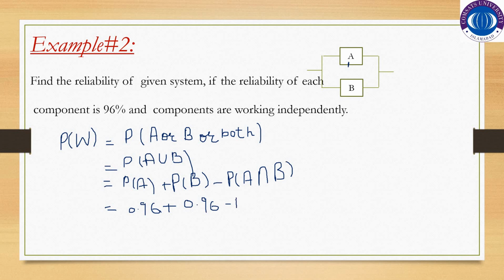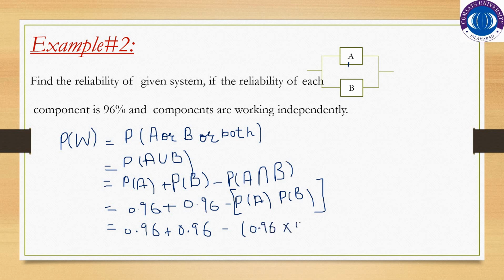तो ये हमारे पास क्या आ जाएगा? Probability of A into probability of B. दोनों की probabilities हमारे पास individually multiply होंगी तो intersection आ जाएगा. Values put कर देते हैं हम 0.96 plus 0.96 minus 0.96 into 0.96. क्लियर है? इसको हम मल्टीप्लाई प्लस माइनस करेंगे तो हमारे पास रिक्वायर्ड प्रोबेबिलिटी आ जाएगी.